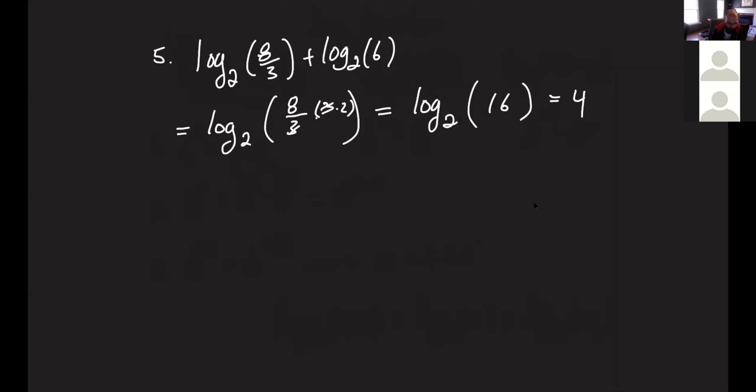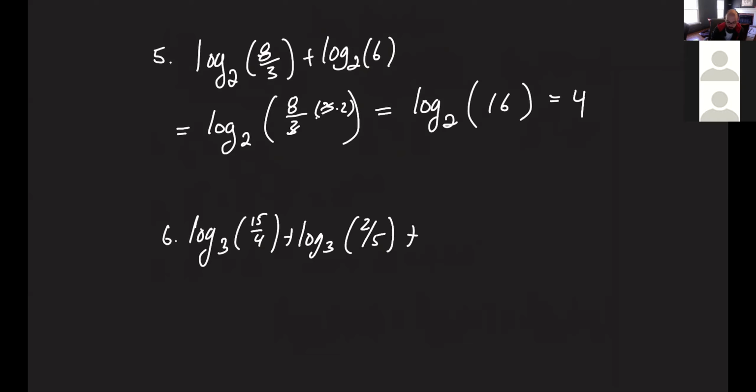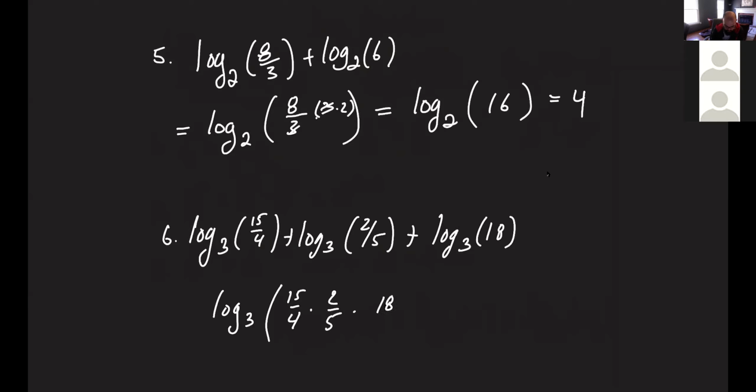And so, of course, we could do this multiple times. So in question 6, we're given this: what's log base 3 of 15 over 4 plus log base 3 of 2 over 5 plus log base 3 of 18? If I put all these together, these pluses should end up just multiplying everything together. So what you're left with is log base 3 of 15 over 4 times 2 over 5 times 18.